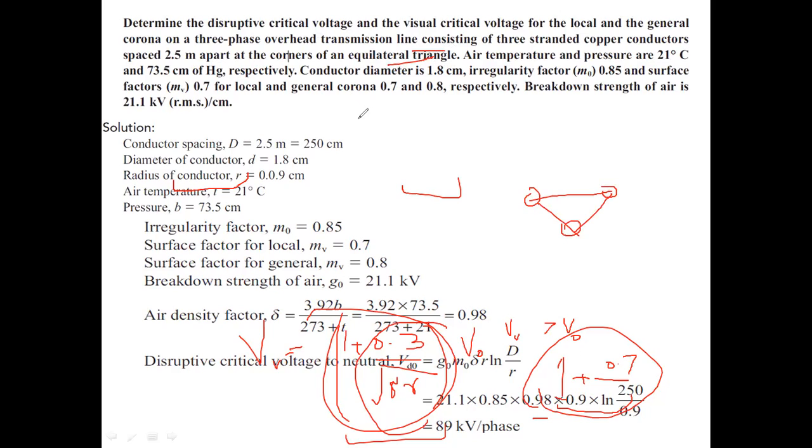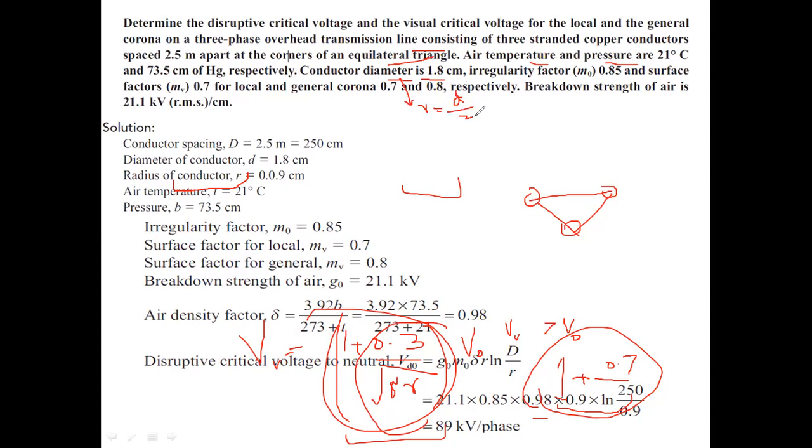Now in this case the sigma is not given, and rather we are given the temperature and the pressure. B, conductor diameter is 1.8 centimeter. Now the diameter is given, we have to convert it into the radius. Okay, r is equal to d divided by 2.